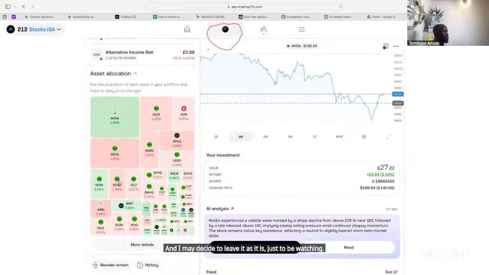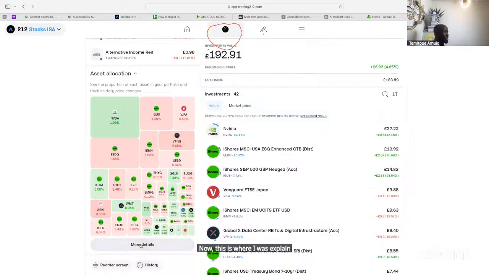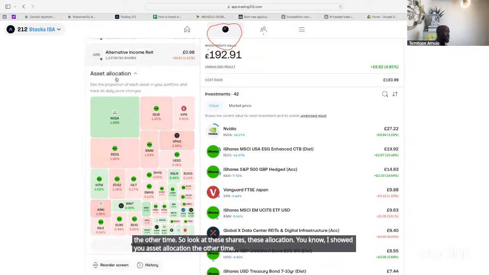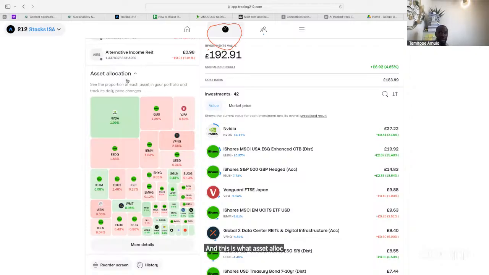Now, this is where I was explaining to us the other time. So look at these shares, this allocation. I showed you asset allocation the other time, and this is what asset allocation is trying to say. For those on TikTok, let me see if I can show you the screen. I hope you'll be able to see my screen, or if you can't, then sorry.